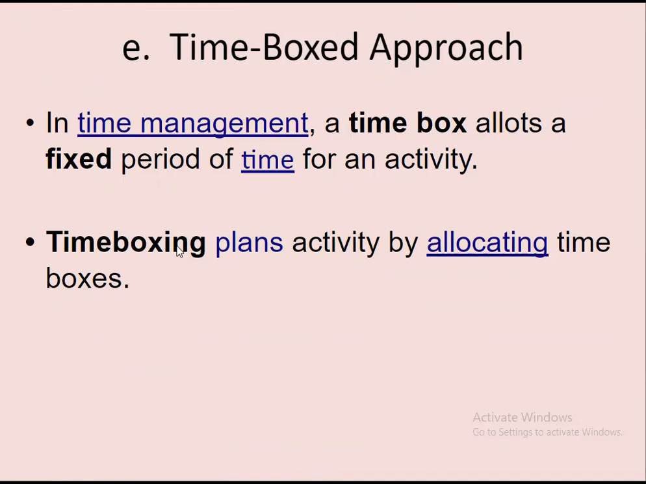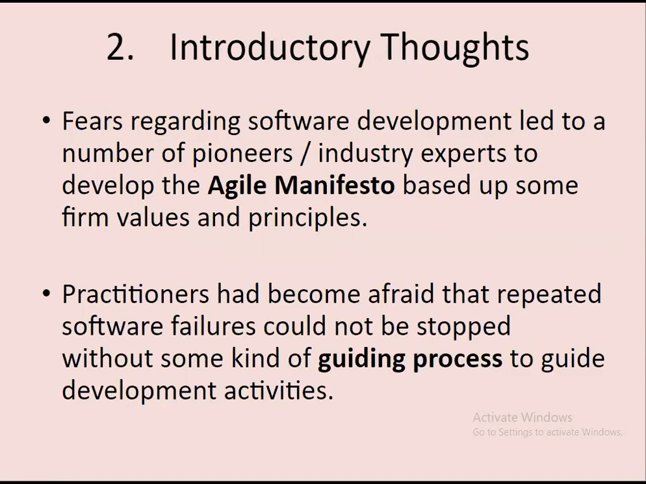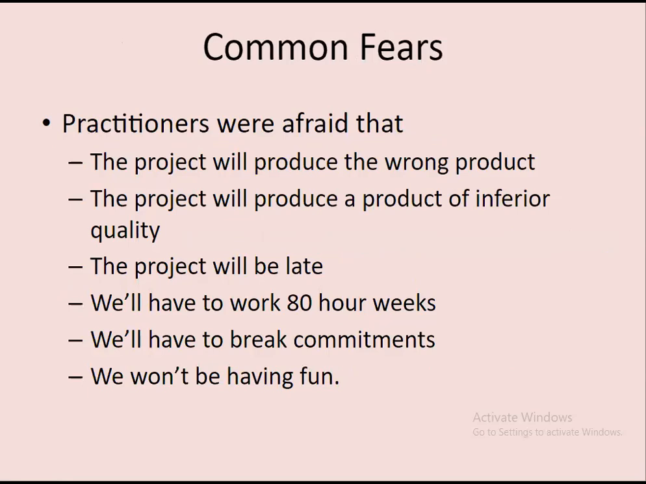So in time management, a time box allots a fixed period of time for an activity, right? Just say sprint, you can consider the sprint's duration is fixed, it is of 2 to 4 weeks, right? So whatever you have to do, you have to perform that activity in that period only. Time boxing plans activity by allocating time boxes. Okay. So the sprint we can say is time boxing.